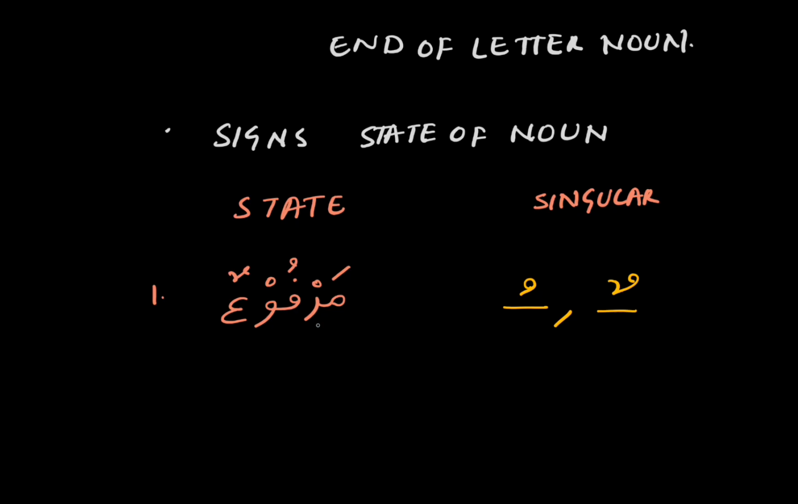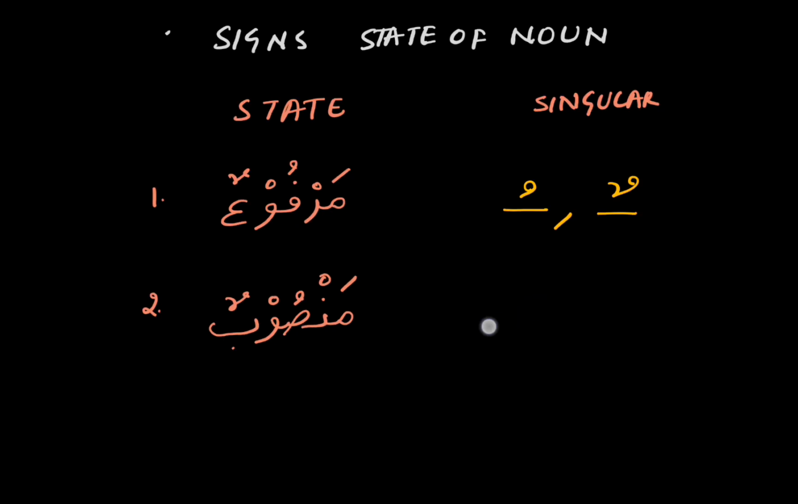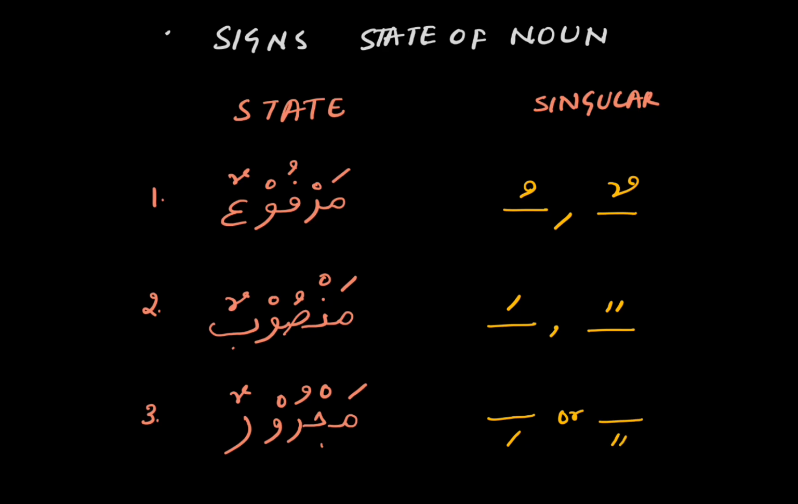Now coming to the second state, the mansub state. The mansub state is identified by fatha, that is zabar, or double zabar, that is double fatha, at the end of the noun. By seeing this sign at the end of the noun, we can say the noun is in mansub state. It is in case of singulars. And the third state is majroor. How can you identify majroor? By seeing the case ending with a kasra, that is zir, or double zir, that is double kasra, at the end of the noun. It is in case of singular nouns to identify in which state these nouns are.